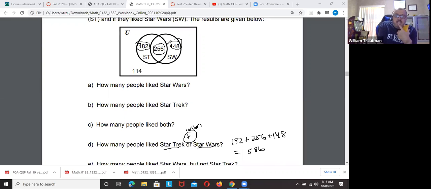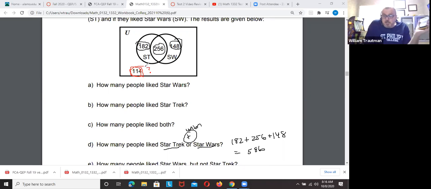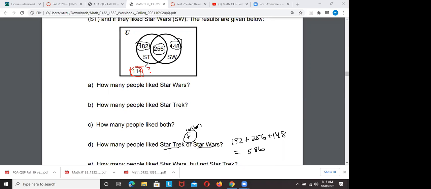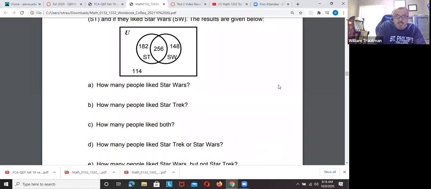Before I go on to the next question, can somebody tell me what these 114 people represent? The people who didn't pick one. Yeah, the people who don't like Star Trek or Star Wars. The circles are the people who like them. If you're not in that circle, that means you don't like them. So there's still 114 people that don't like Star Trek or Star Wars. All right, let's keep going.